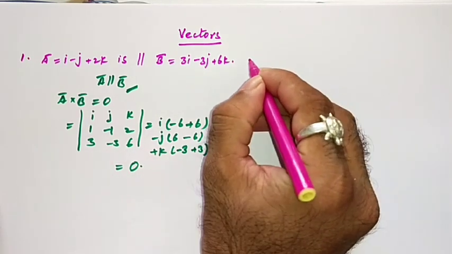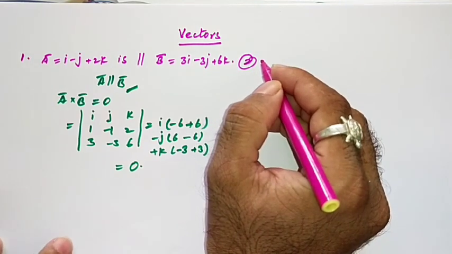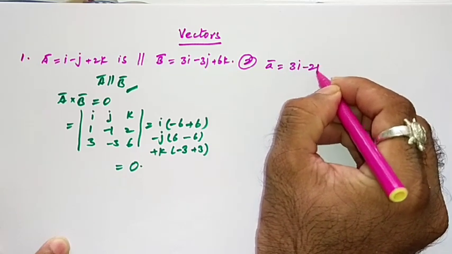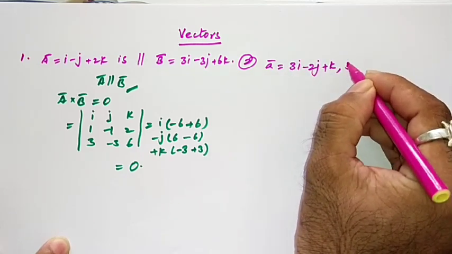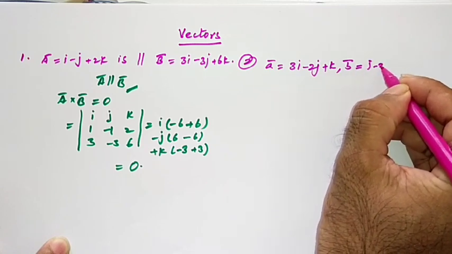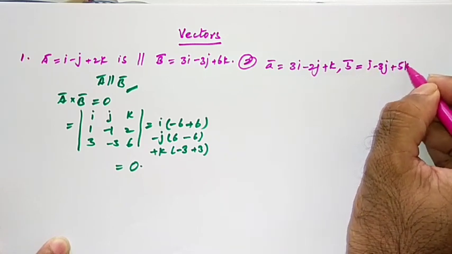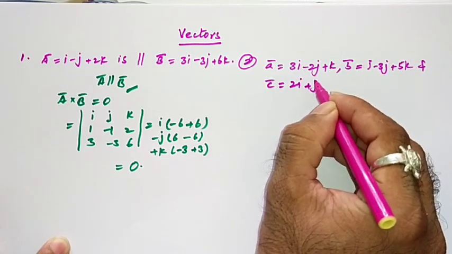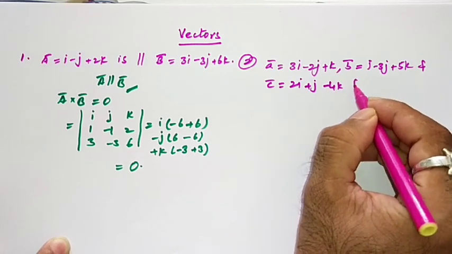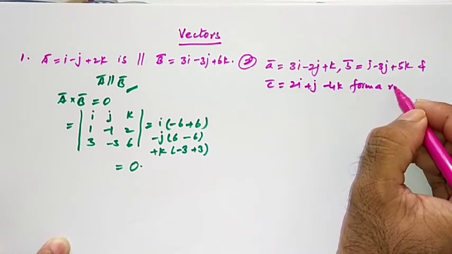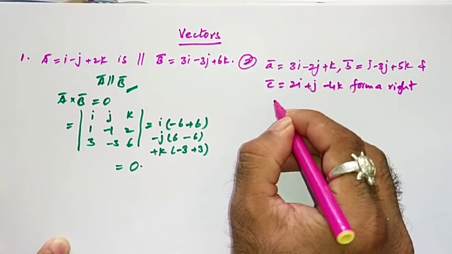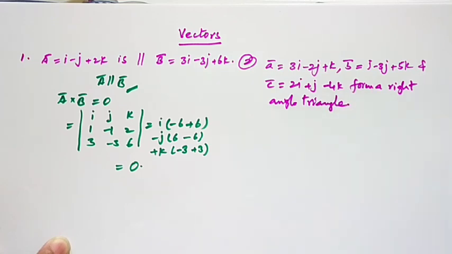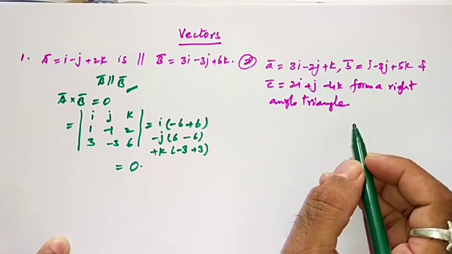Coming to the second question. What is the second question? Show that vector A = 3i - 2j + k, vector B = i - 3j + 5k, and another vector C = 2i + j - 4k form a right angle triangle. This is the question. We need to show whether they can form a right angle triangle or not.